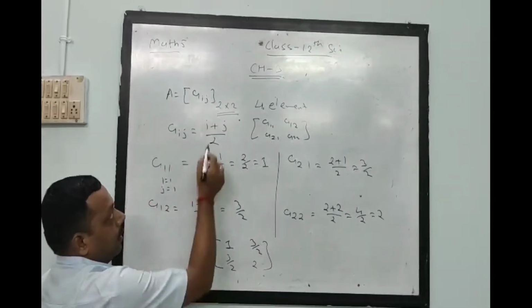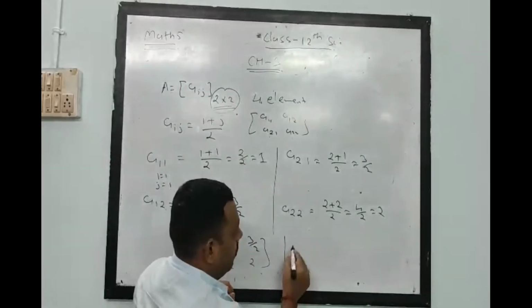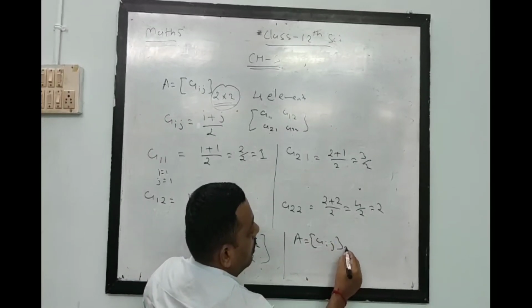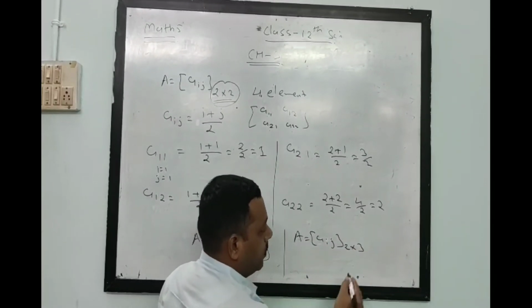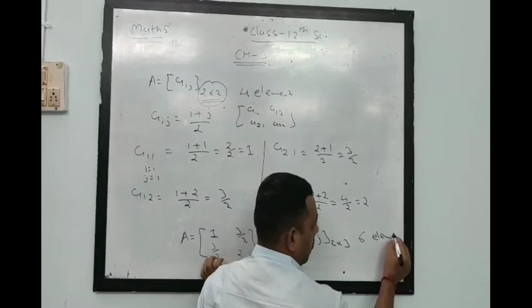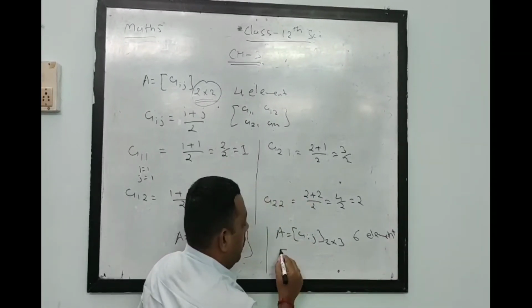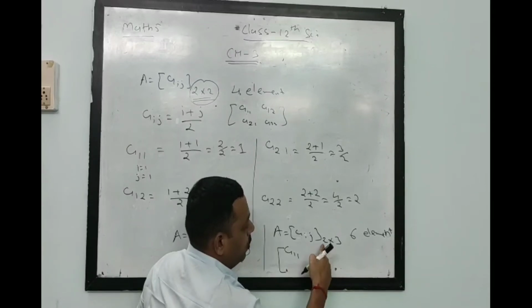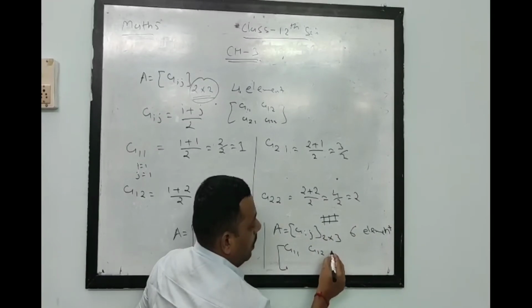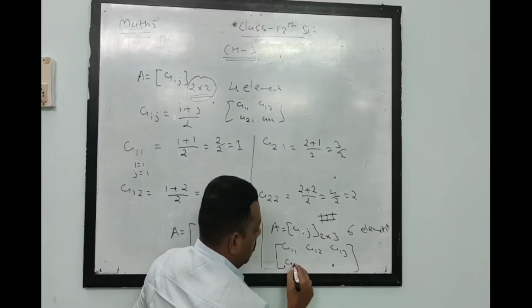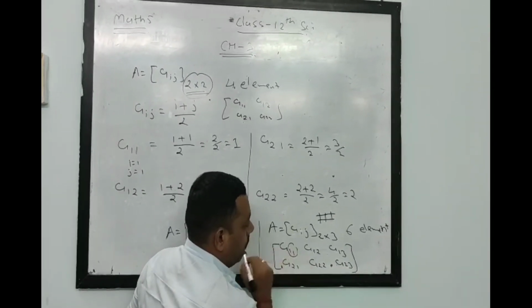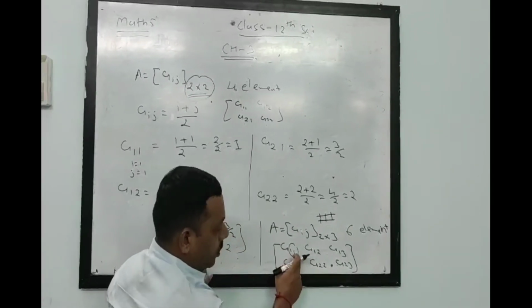Same way they can ask the same question, instead of 2 by 2, A of order 2 by 3. In that case we can say that there are 6 elements. And those elements have names A11, because 2 rows, we know that 2 rows 3 columns, so there are 6 entries: A11, A12, A13, A21, A22, A23. Now whenever you want to find A11, you have to put i is equal to 1, j is equal to 1 in the given relation.